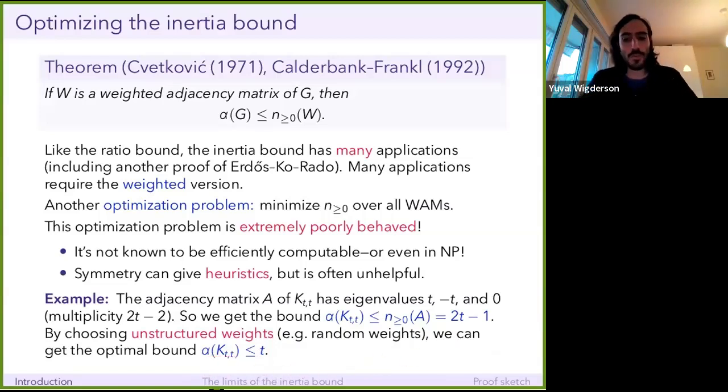So this is in sharp contrast to the ratio bound, where we had this result of Lovász that for edge-transitive graphs like this one, for the ratio bound, the unweighted adjacency matrix is best. But here we see that rather the opposite is true. The unweighted adjacency matrix does very badly. And to get a good result, you want to pick weights that have no structure. Okay, so any questions about any of that?